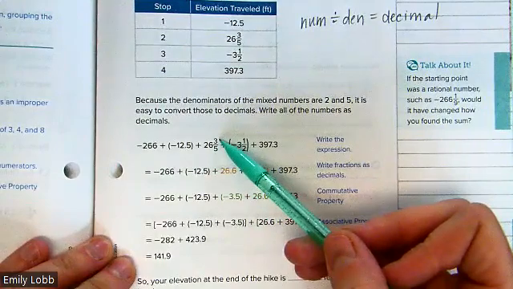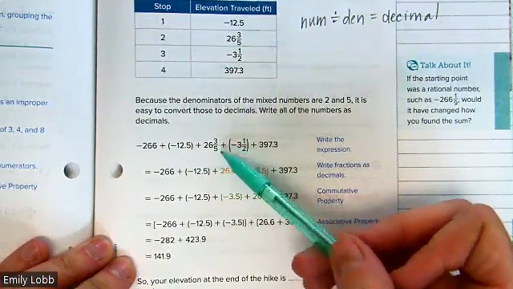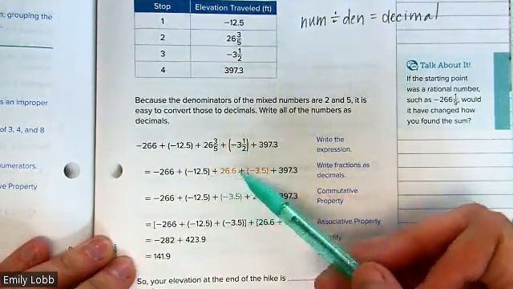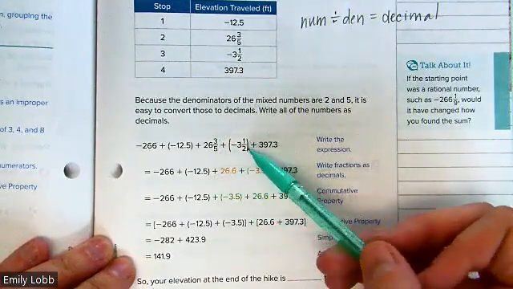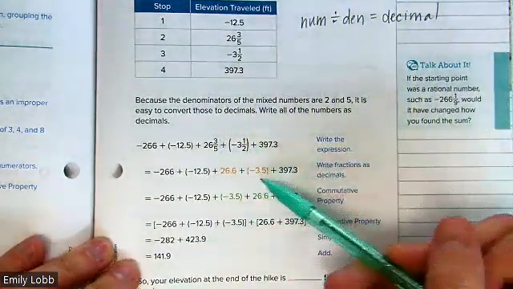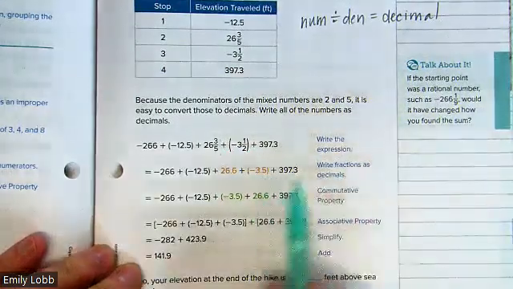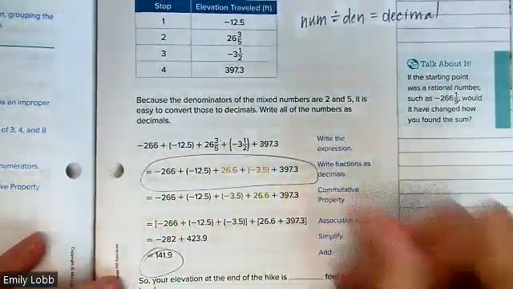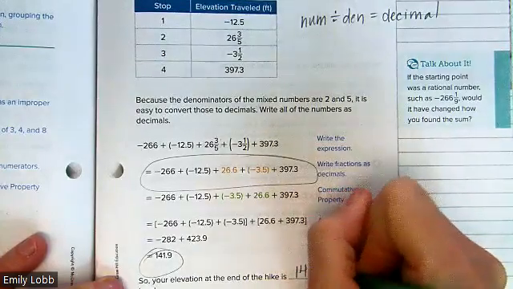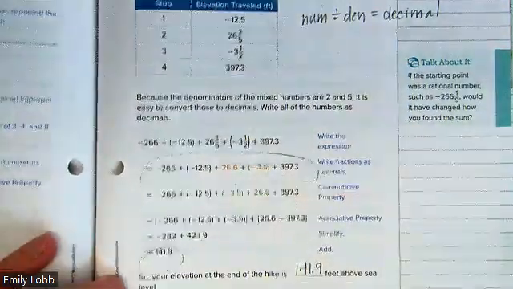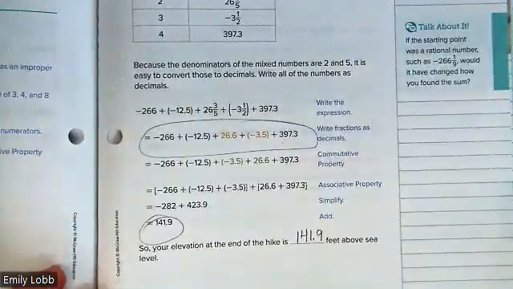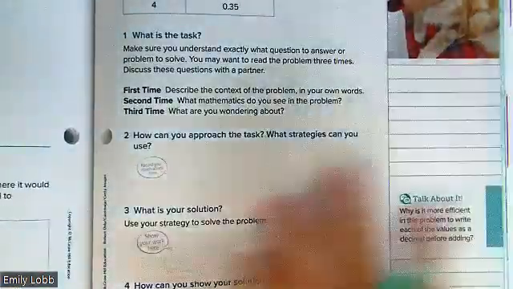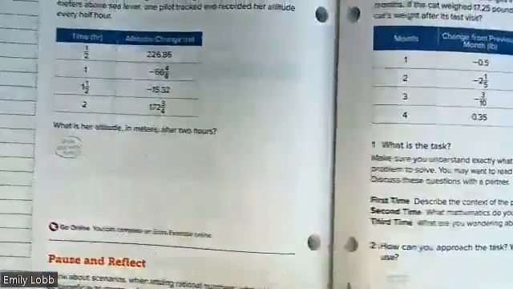This is 6/10, so 26.6. 1/2 can be changed into 5/10, so -3.5. And you just plug that into your calculator and out pops 141.9 or 141 and 9/10. It's important for you to know how to read these things. Okay, so check this one out. Try this.